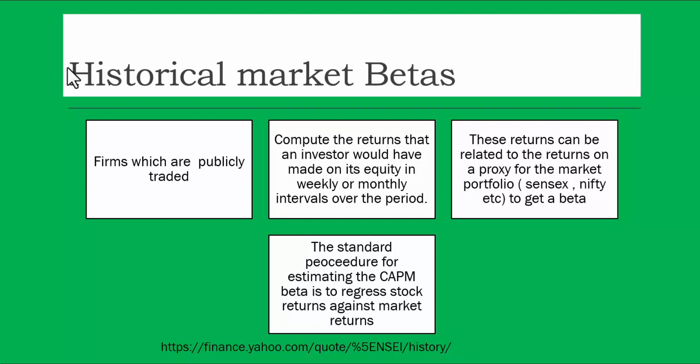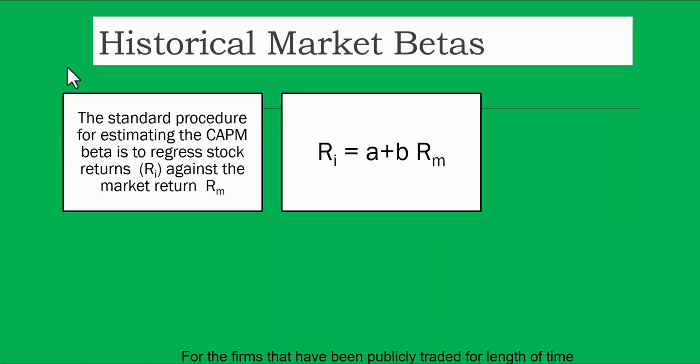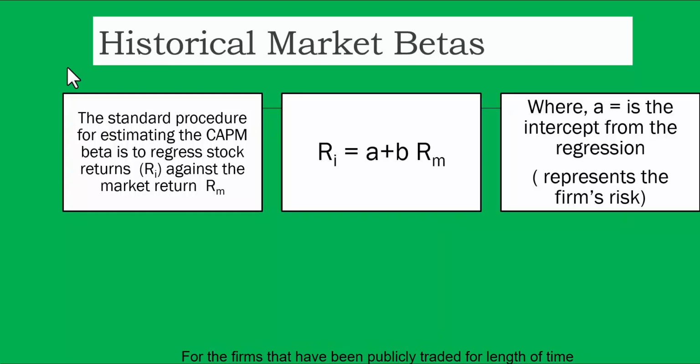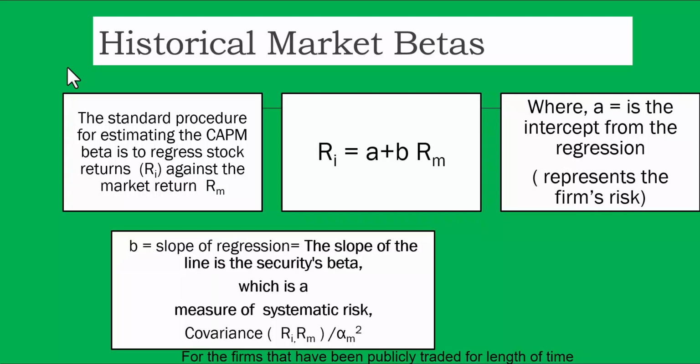Estimating the capital beta is to regress stock returns against market returns. The last line is very important: we are going to regress the returns of the stock and the market. So we'll learn now, this is the equation. By regression technique, the return is equal to A plus B into RM, where B is the beta, RM is the return of the market, and A is the intercept from the regression, which represents the firm risk. Jo firm risk hai, wo A hai, aur jo B hai, wo beta hai.